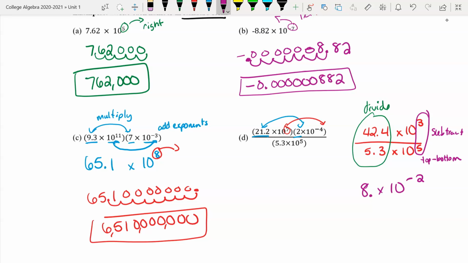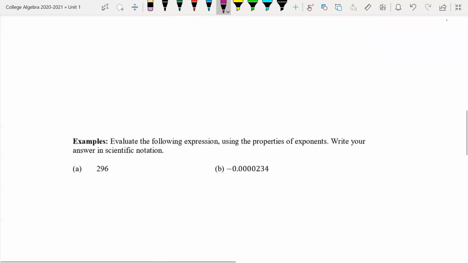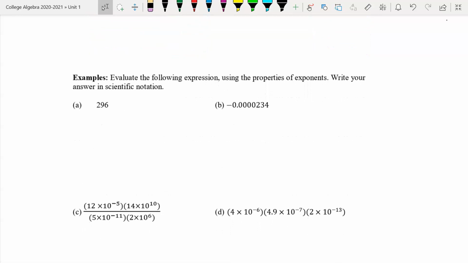So notice my decimals here. To the right of 8, I've got to move it 2 left because it's the negative second. So my answer is 0.08. So that's in standard form. Now the same thing, they're going to do it, but now they're going to ask for scientific notation. So now we're just working the other way.